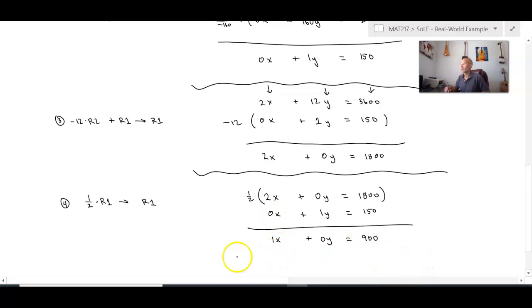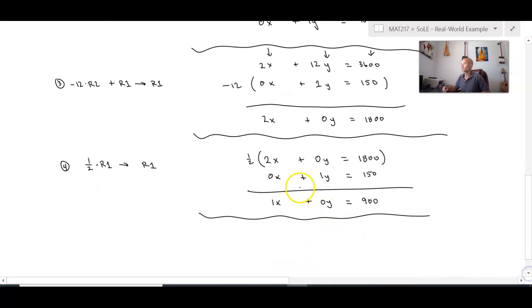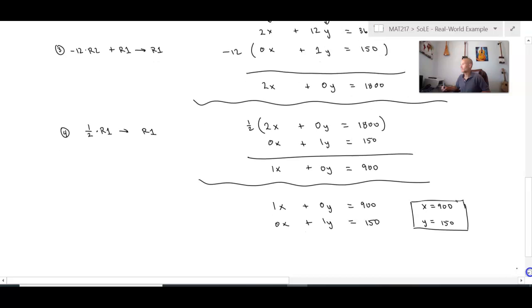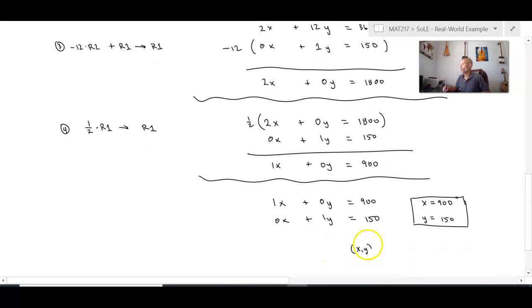And in my second equation, I haven't changed that, so I'm going to copy down my system one more time. My first equation is 1x plus 0y equals 900. My second equation is 0x plus 1y equals 150. And you can see we're done at this point, because the first equation says that x equals 900 and y equals 150 is my solution. We can write this as an ordered pair. We can say x comma y equals 900 comma 150. That's another valid way of writing it.